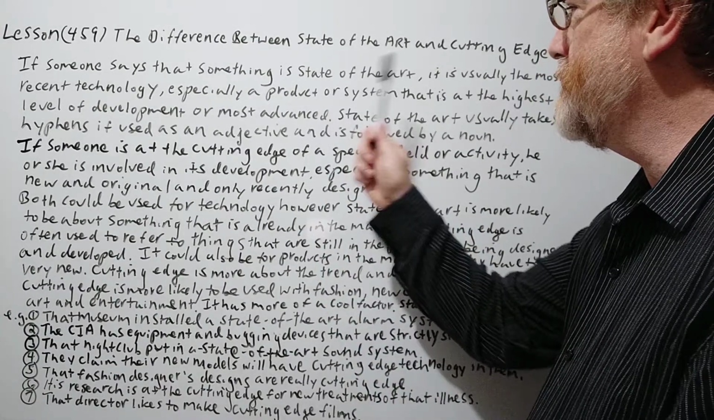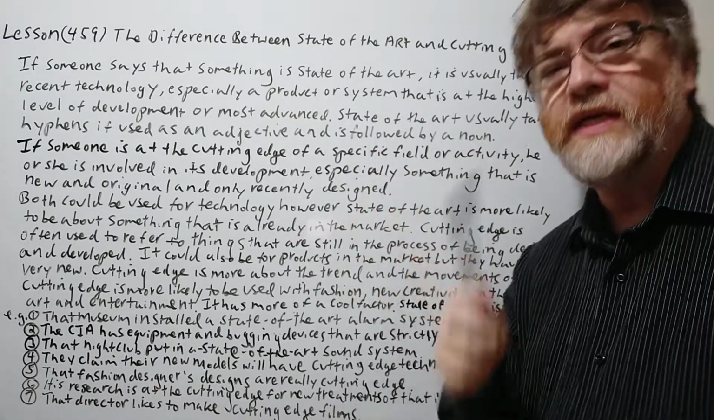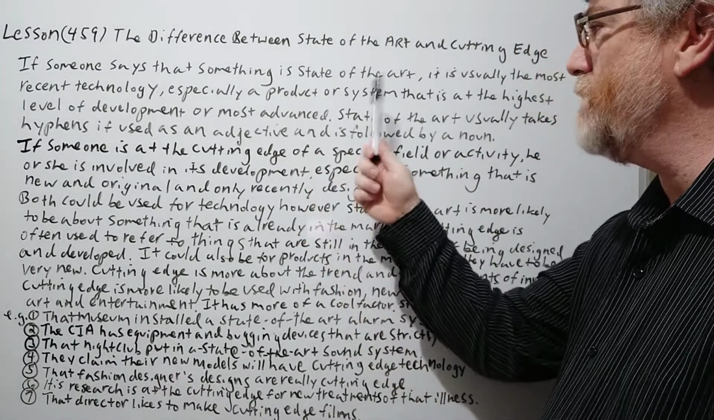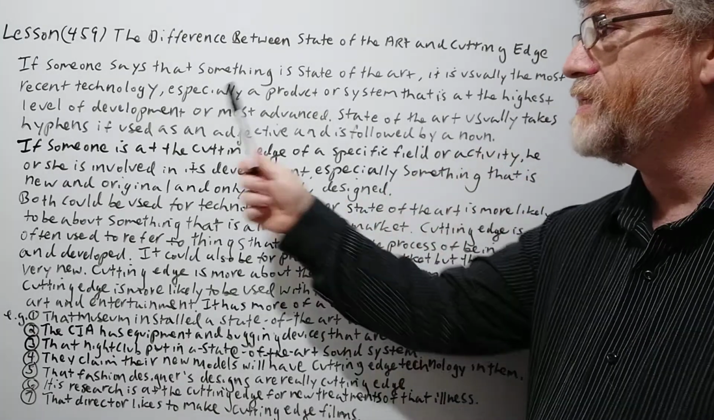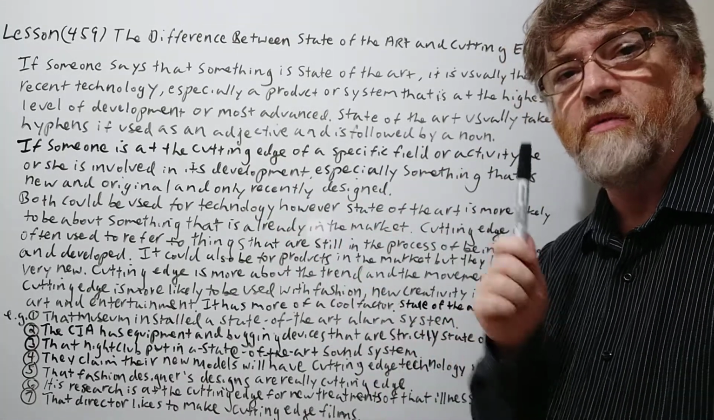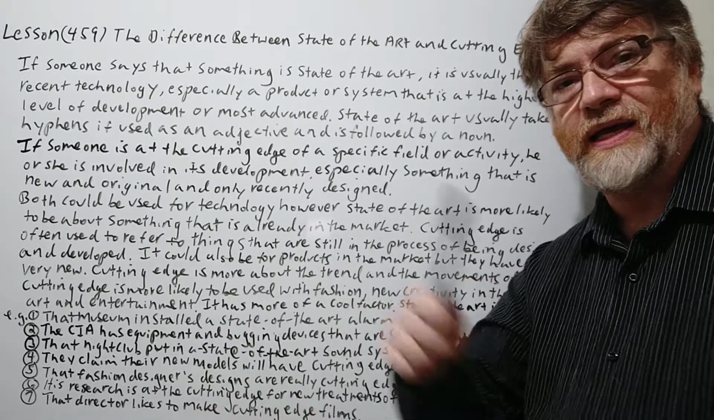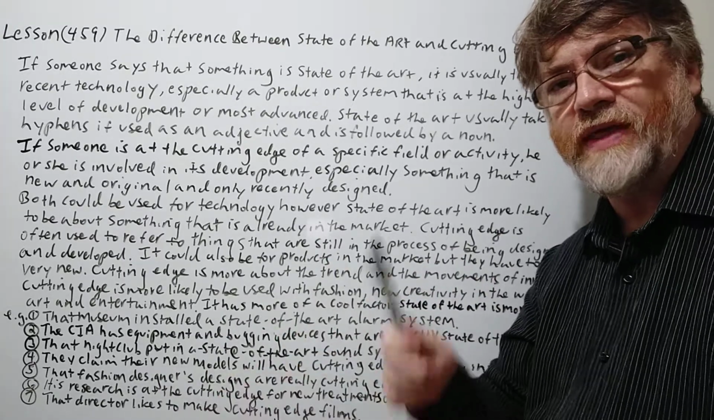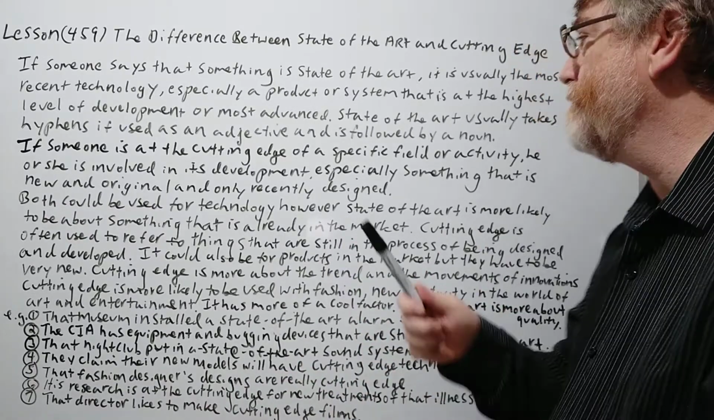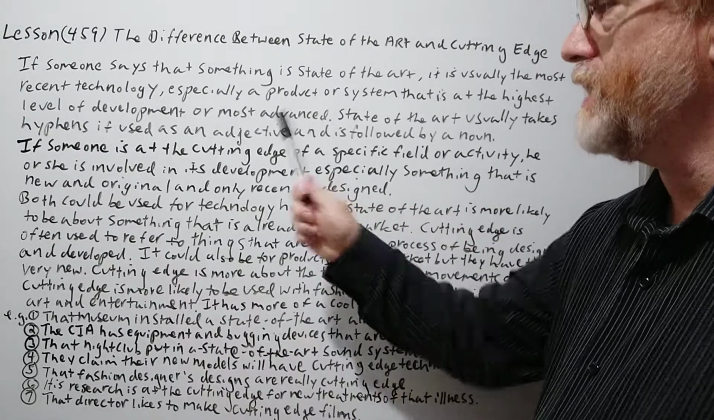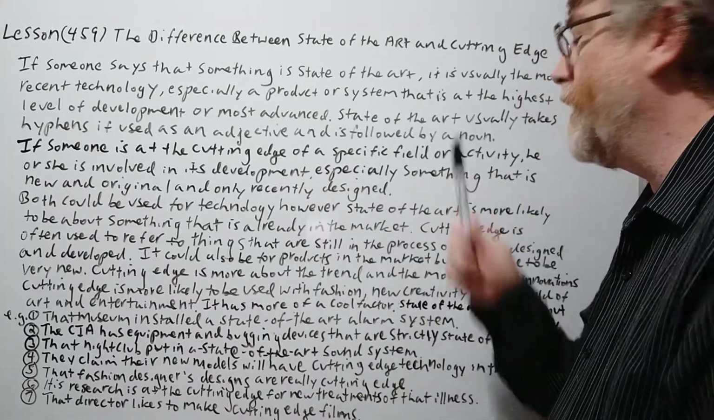If someone says that something is state-of-the-art, it is usually the most recent technology, especially a product or system that is at the highest level of development or the most advanced. So it's usually the best one that money could buy at this time, that's already out there that you could get. That's what we really mean about state-of-the-art. State-of-the-art usually takes hyphens if it's used as an adjective and is followed by a noun.